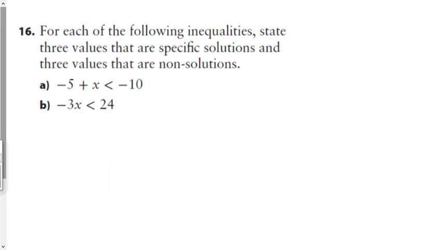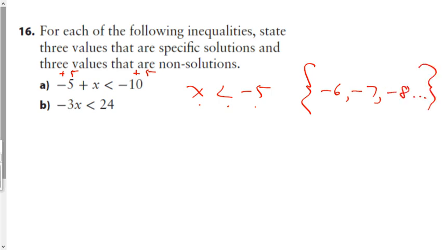Question 16: for each of the following inequalities, state 3 values that are specific solutions. So I'm just going to solve it, adding 5 to both sides. X is less than -5. Any value less than -5. So in our solution, any value less than -5: -6, -7, and -8. Those are 3 of the most reasonable whole number integers that you could use for your solution.